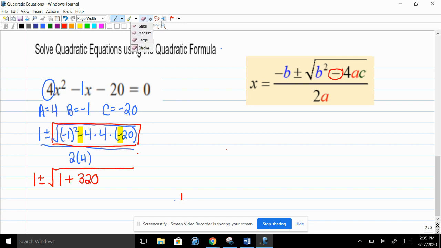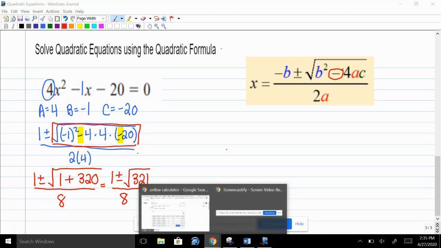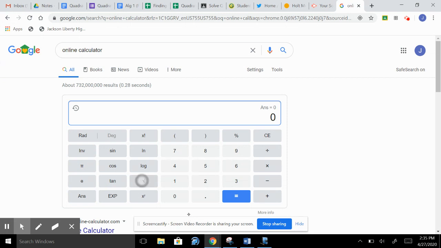You might be able to see the difference in this problem right now. If not, that's fine. We'll get there. And then on the bottom, 2 times 4, which is 8. I got 1 plus or minus the square root of 1 and 320 make 321 all over 8. Now, here's the difference, guys. I got the square root of 321, which if I go to a calculator here and I hit the square root of 321, that gives me 17.916472, blah, blah, blah. It's sloppy. It's not nice and neat like it was in the earlier problems.